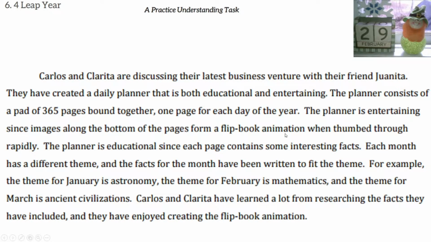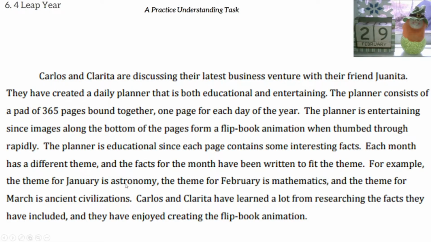That had to be a little tedious to make. When thumbed through rapidly, the planner is educational since each page contains some interesting facts. Each month has a different theme, and the facts for the month have been written to fit the theme. For example, the theme for January is astronomy. The theme for February is mathematics, oh imagine that. And the theme for March is ancient civilizations.